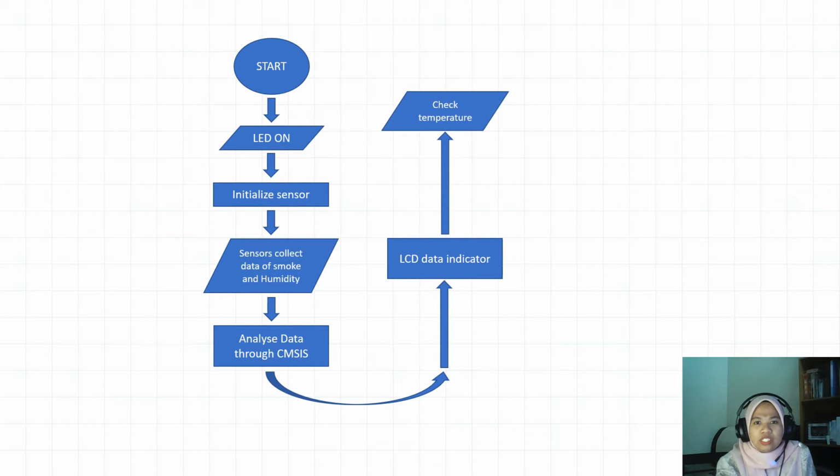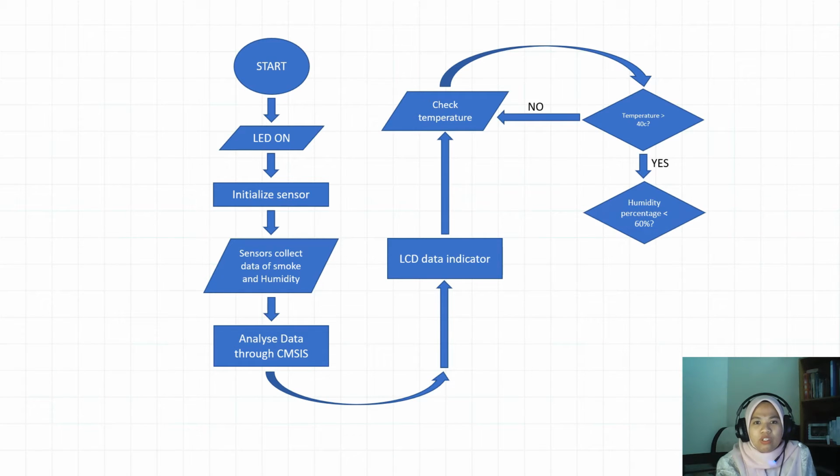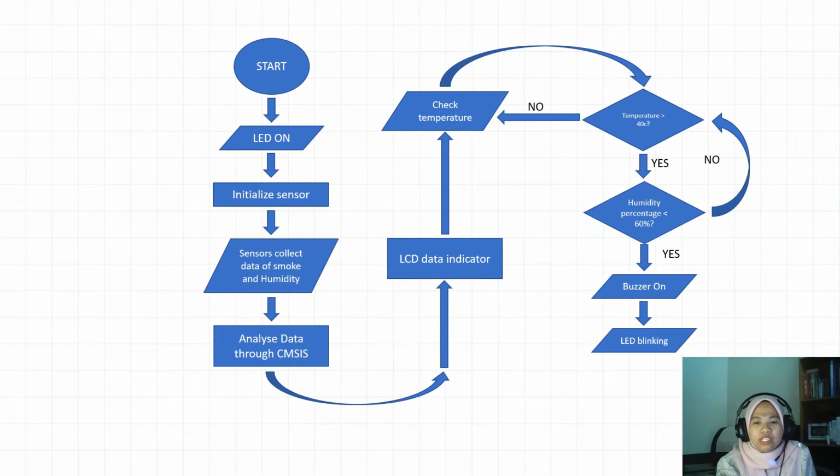The system will check the temperature. If the temperature is greater than 40 degrees Celsius, it will continue to check the humidity reading. The buzzer will turn on when the humidity decreases lower than 60%, and the LED will blink to indicate that there is a fire.